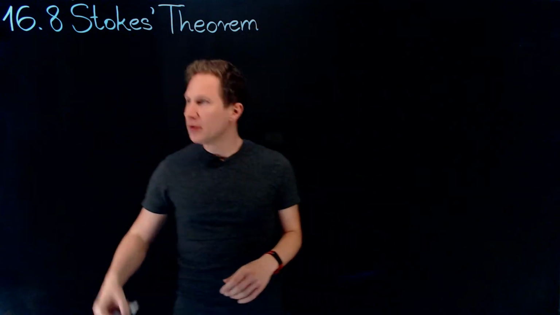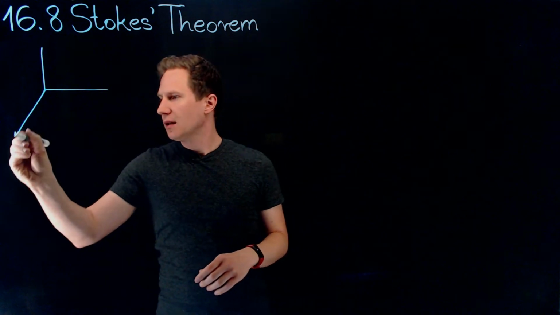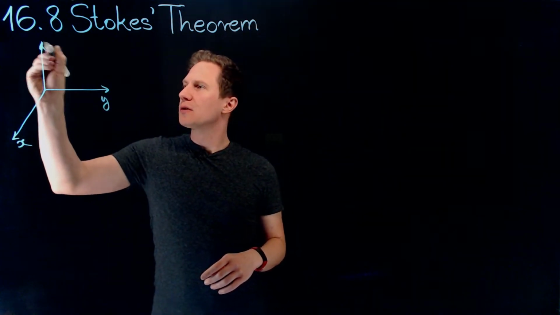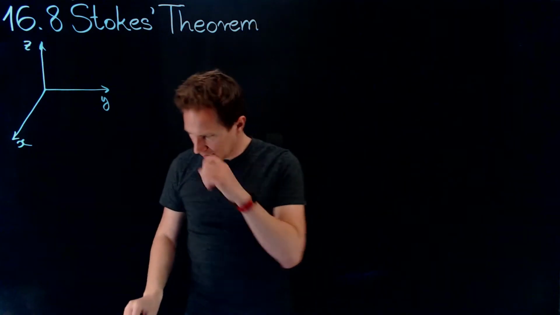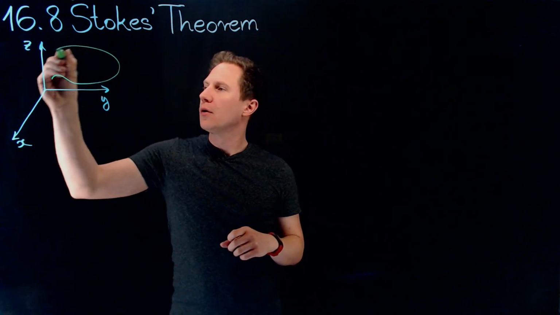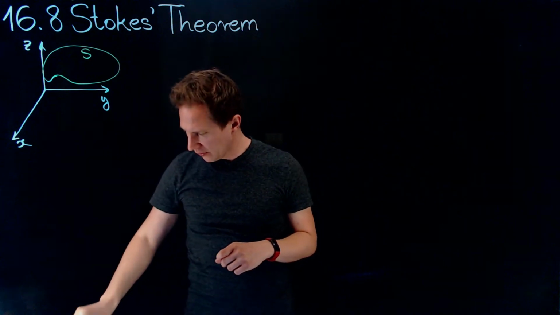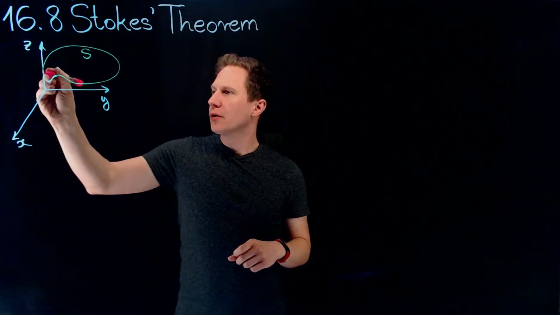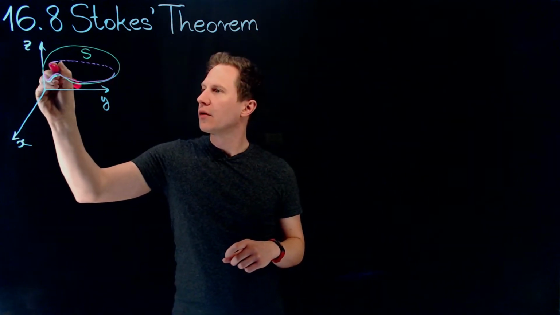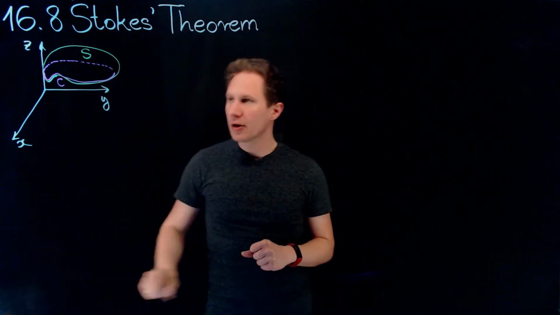So to help you imagine this, let me illustrate what I just said. So we have a surface, a two-dimensional surface sitting in space in our 3D coordinate system. So this surface, let's call this S, and it has a boundary curve. So it has the boundary, which may be this curve. Let's call this C, this boundary curve.